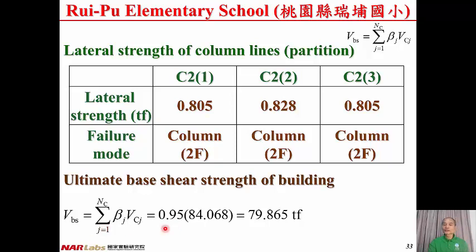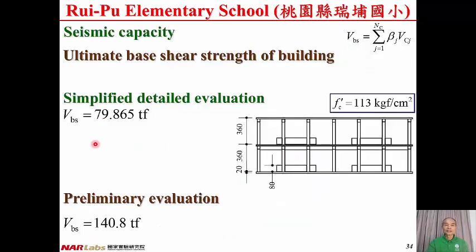Therefore VBS equal to 0.97 times 84.068 equal to 79.865 ton-force. That's the seismic capacity of the building, the ultimate base shear strength of the building. And by simplified detail evaluation, we have VBS equal to 79.865 ton-force. And by preliminary evaluation for the same building, VBS equal to 140.8 ton-force.